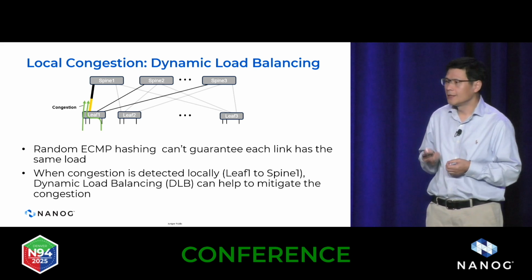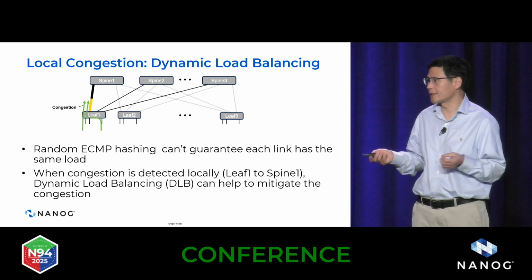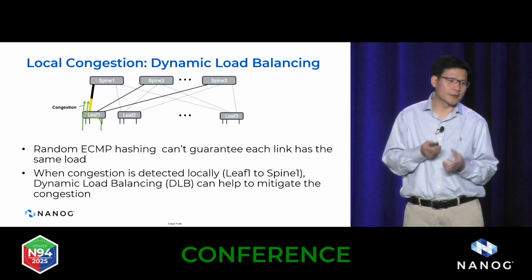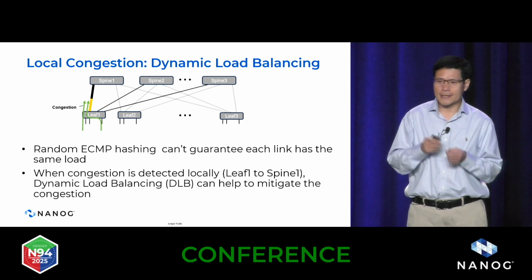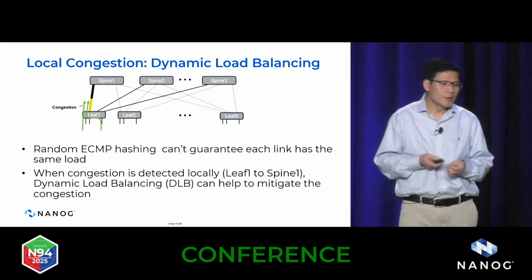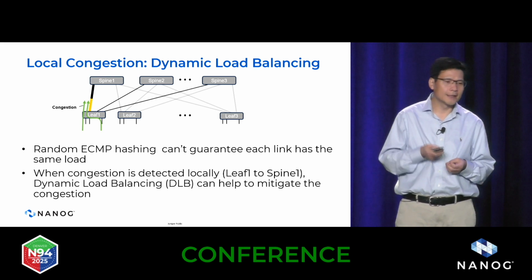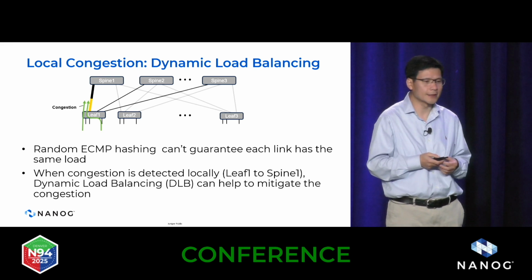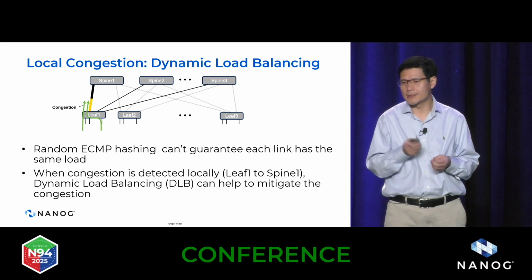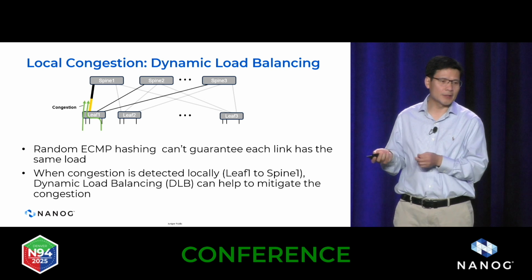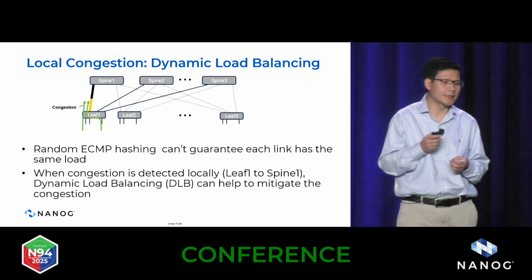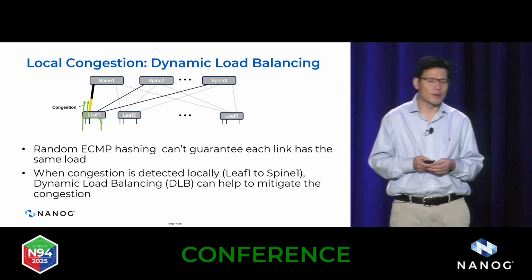It's because the hashing algorithm is not static. It's not predetermined. It's actually taking the actual link load from the local link to decide how to hash traffic. So based on this, once leaf 1 notices that the link towards spine 1 is congested, it can try to offload some of the flows towards the other two links, towards spine 2 and spine 3, so that it will help to mitigate the congestion on the link towards spine 1.